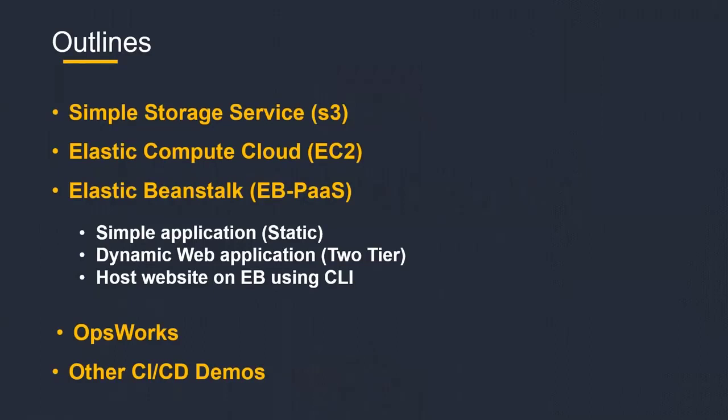Third one is website hosting with Elastic Beanstalk, which is actually platform as a service and which is highly used in the CI/CD pipeline nowadays in the industry. In Elastic Beanstalk, we have three different tasks. We will host a simple static website, which is only having the application tier. Second task in Beanstalk is a dynamic application. It means how you can host a 2-tier or 3-tier application with Elastic Beanstalk. And last one is how to host a website using CLI on Elastic Beanstalk.